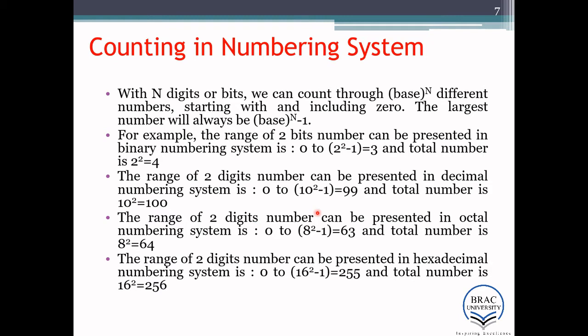Okay, so it's the same for a two-digit number in octal as well. For octal the base is 8, for two digits the power is 2, so there will be 0 to 63, in total 64. For two-digit hexadecimal it will be 0 to 16 to the power 2 minus 1, which is 0 to 255, so total will be 256.